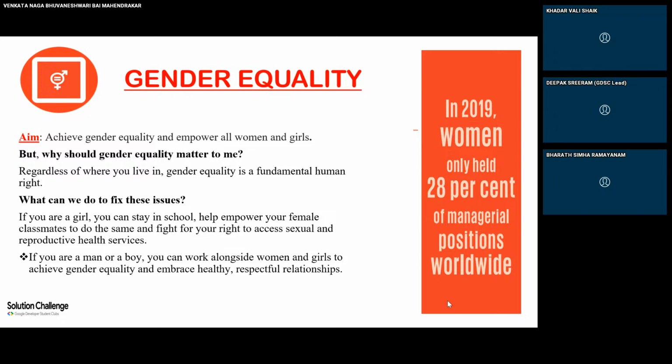So to ensure that, we need to think about some idea, some application where everyone should know that whether it is a boy, a girl, or a transgender, everyone is equal. To ensure that, we need to develop an application, so that by 2030 there should be no gender bias regardless of where you live. Gender equality is a fundamental human right, so that is the reason why we need to work on it and solve this problem.